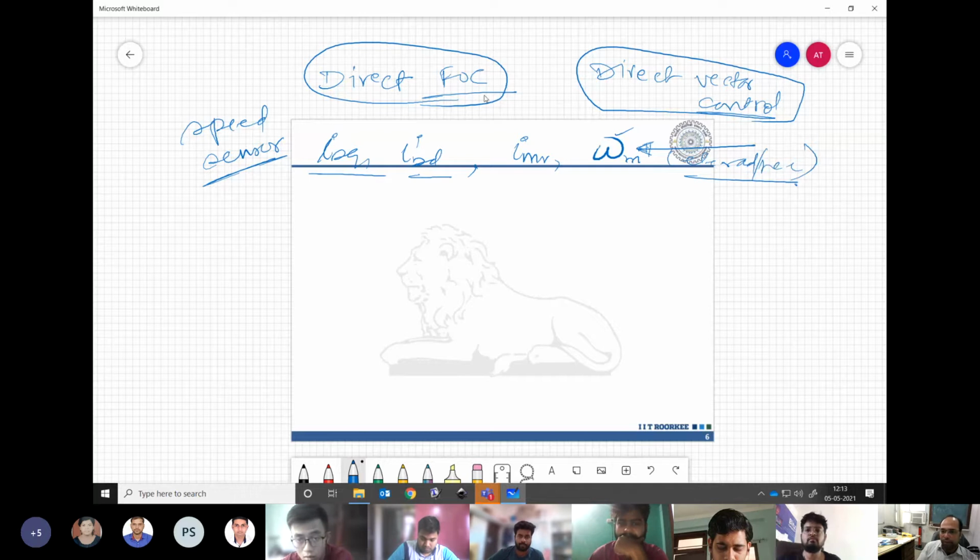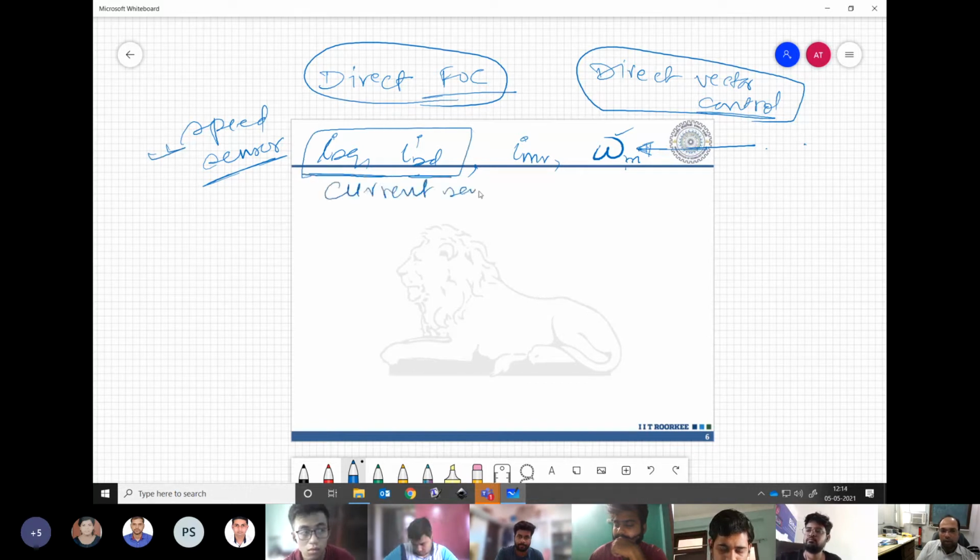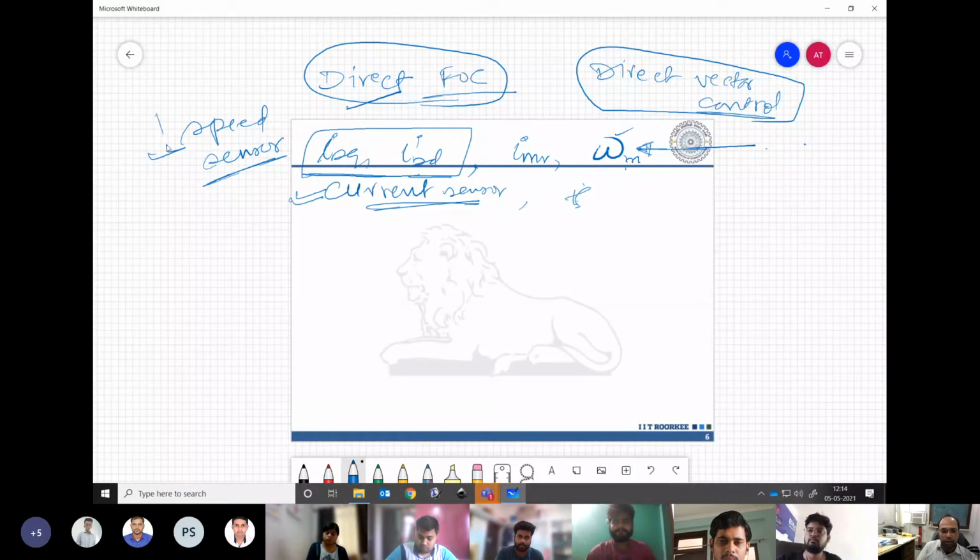Or maybe mechanical radian per second, whichever you take, because we can multiply by p by 2 and we can always get back any value. So we have omega m measured using a speed sensor. These quantities are anyway measured through the current sensor, ISD, ISQ, which is always there, whether we go for direct field oriented control or indirect field oriented control. Current sensor will always be available. Only thing changing would be the availability of speed sensor.